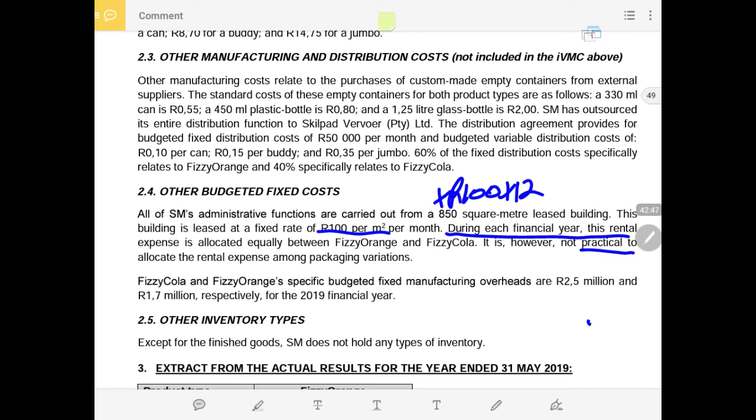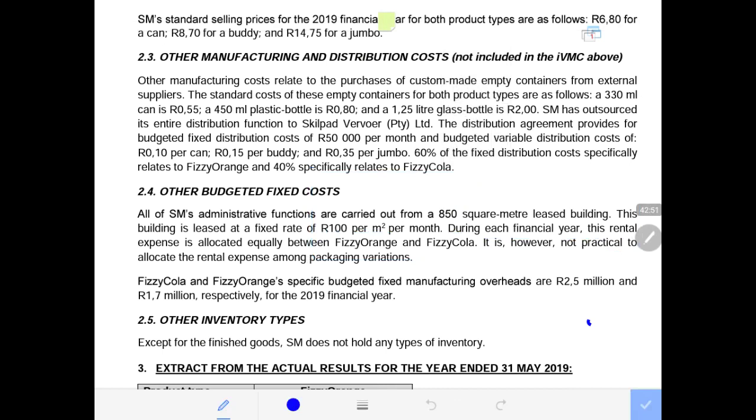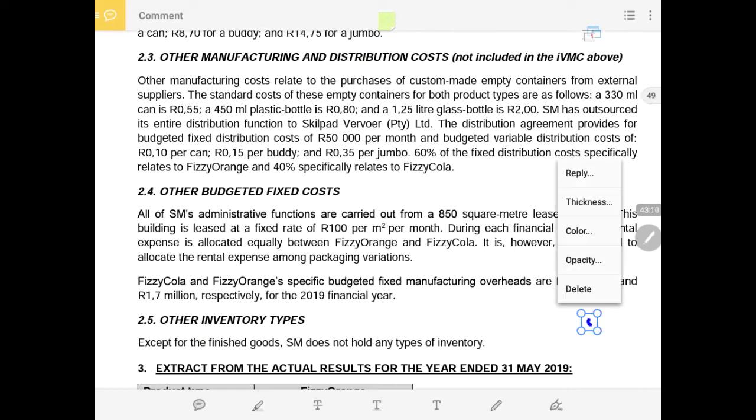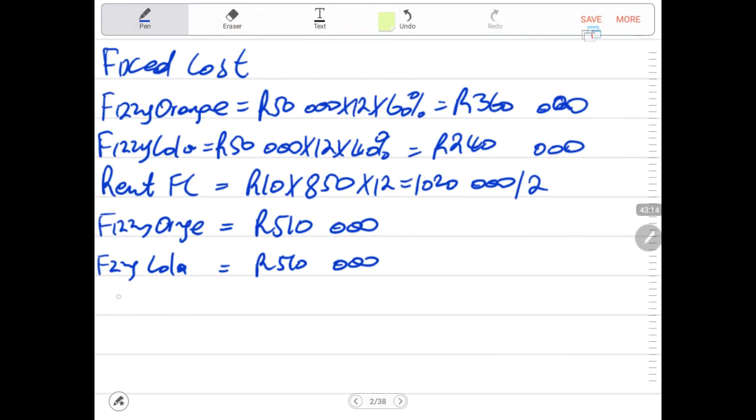Then let us see further if they are still having other fixed cost and are they being split in the same way. It says Fizzy Cola, take note now, they start with Fizzy Cola, not Fizzy Orange. Fizzy Cola and Fizzy Orange specific budgeted fixed manufacturing overheads are 2.5 million and 1.7 million respectively, and they still give us this fixed cost, which is our fixed manufacturing overheads.